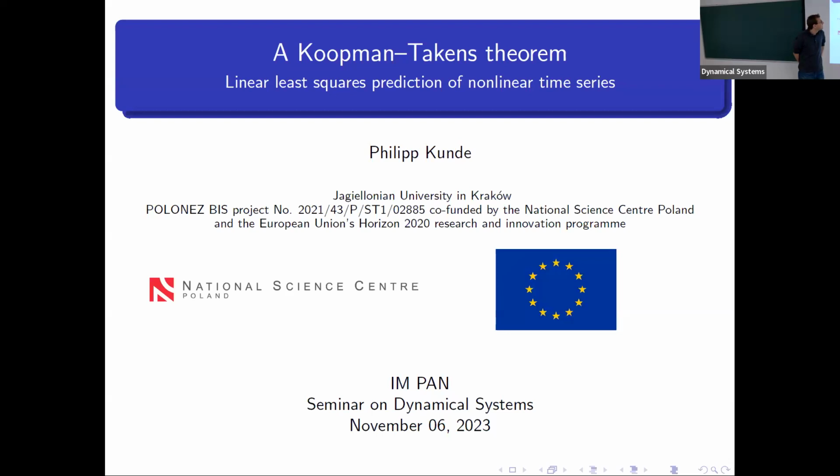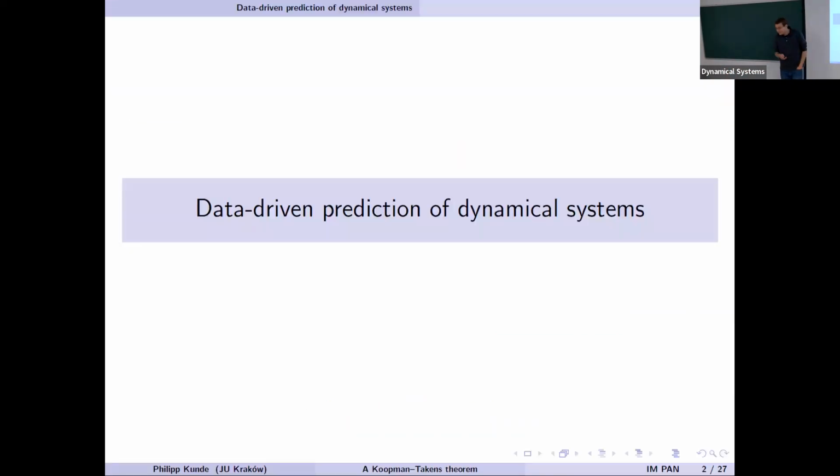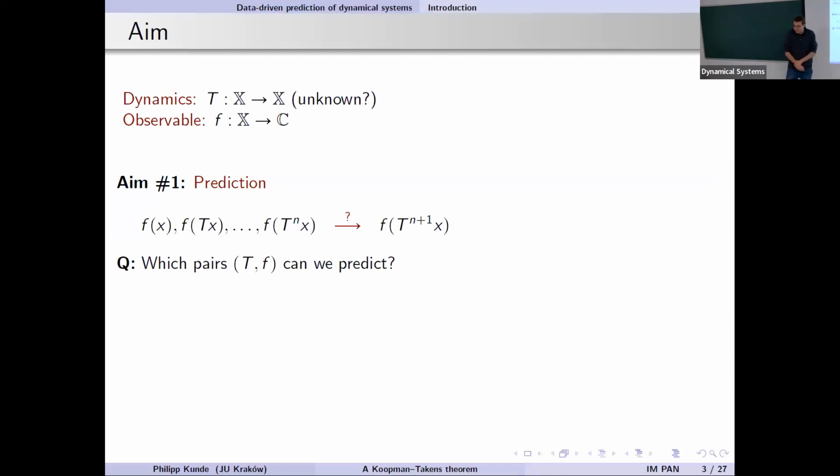I want to talk about a recent project where two worlds meet: on the one hand, the Koopman formalism from ergodic theory, and on the other hand, Takens' celebrated embedding theorem. I know that there have been a lot of talks in the seminar on Takens' theorem and data-driven prediction of dynamical systems, but let me still give you a brief outline of the questions that we want to look at.